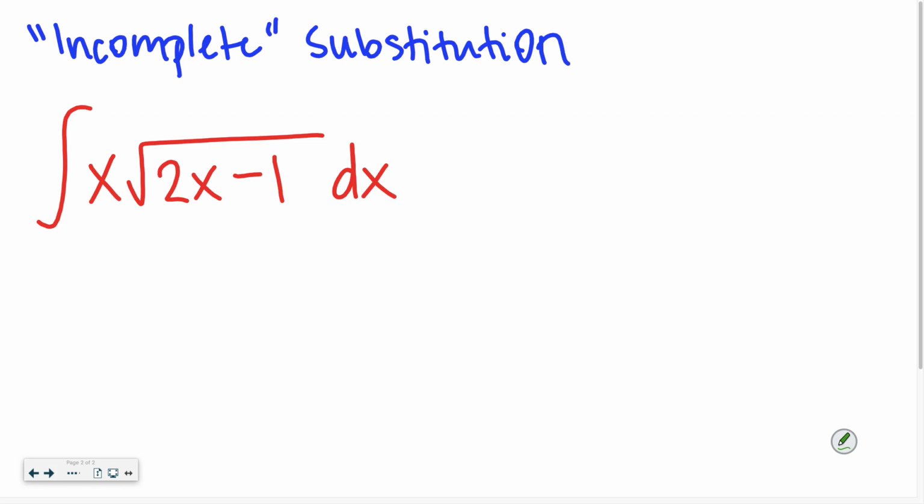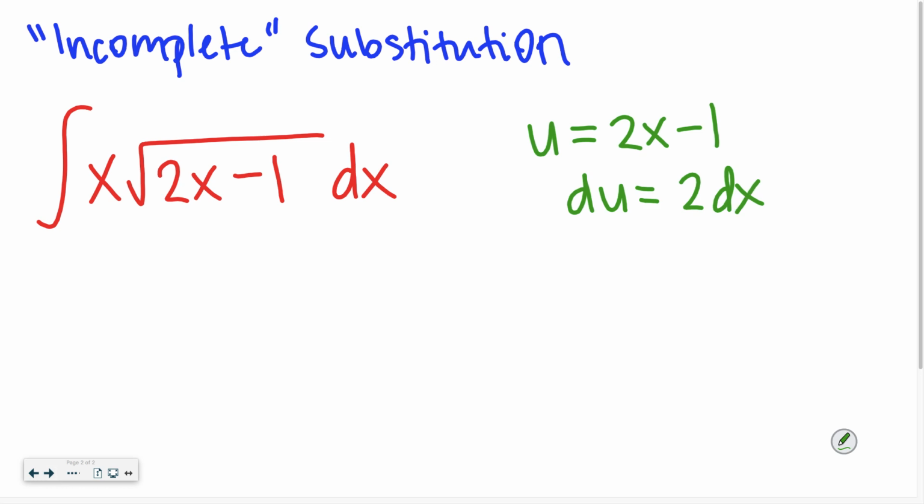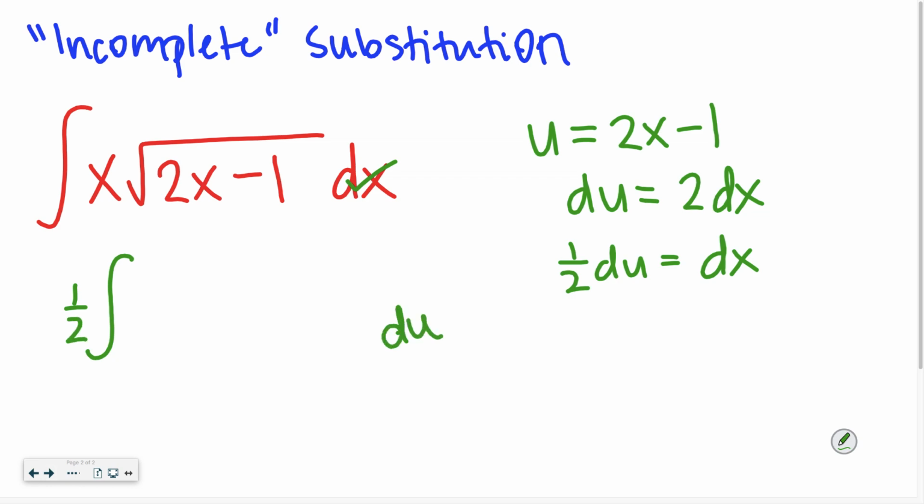Since we have a composition, let's go down our normal path of what's inside. Let's set that equal to u. So u would equal 2x minus 1, which means du is 2 dx. Okay, so we know that 1/2 du is equivalent to dx. So we can replace dx with 1/2 du. And we can replace this square root with u to the 1/2. But then we still have that pesky x.